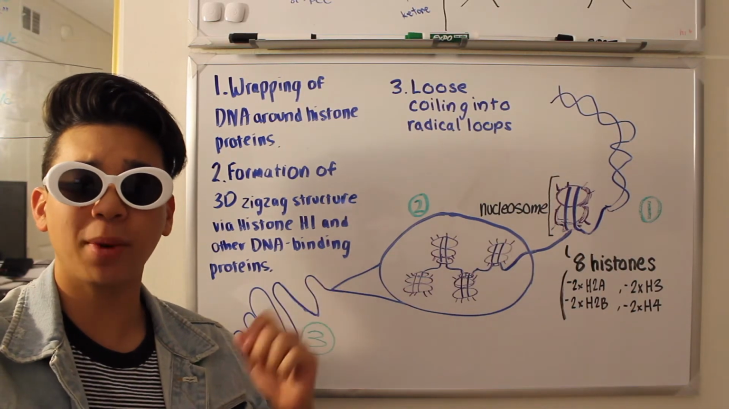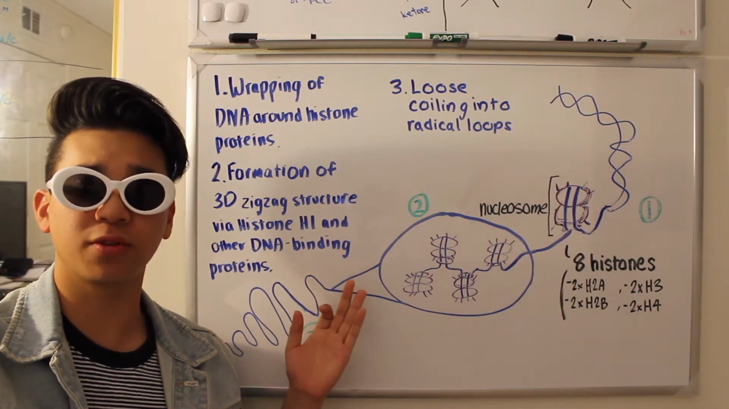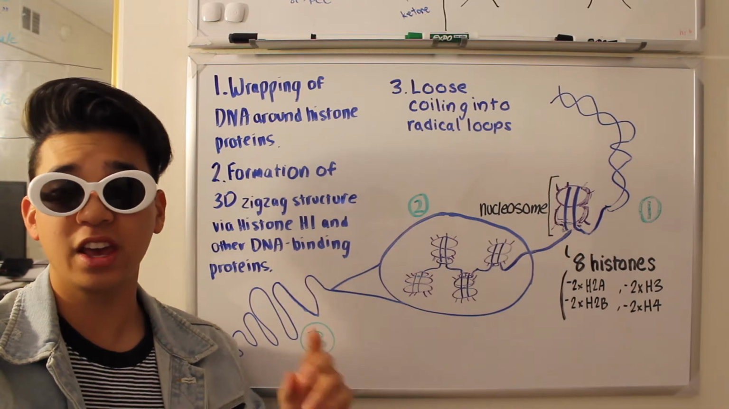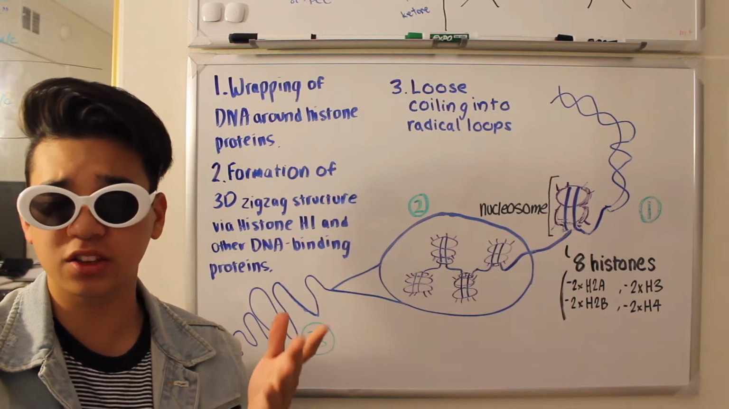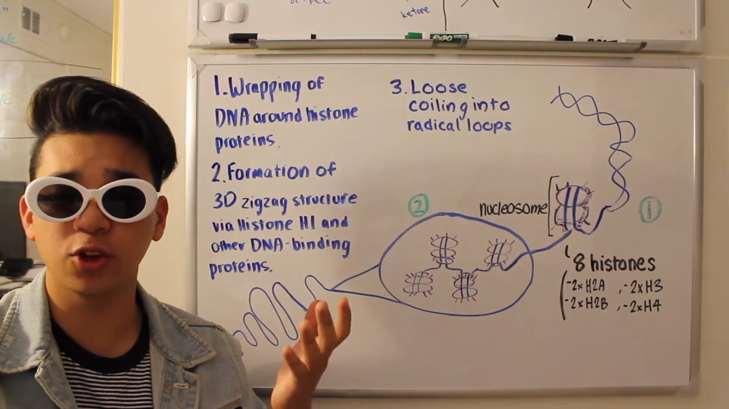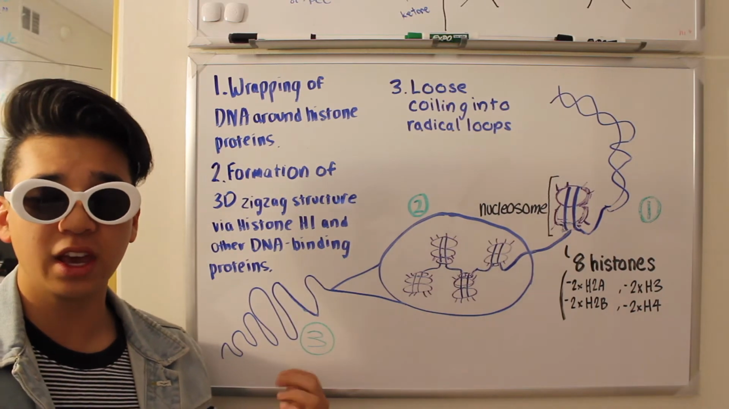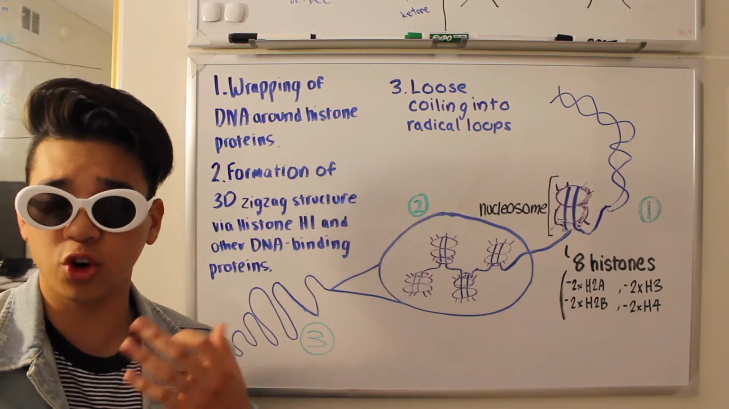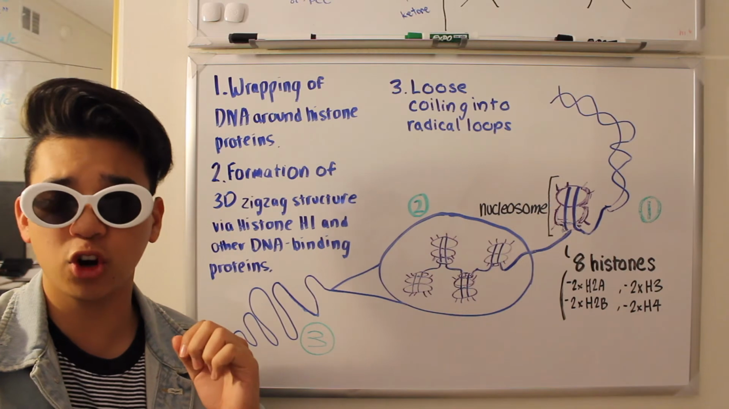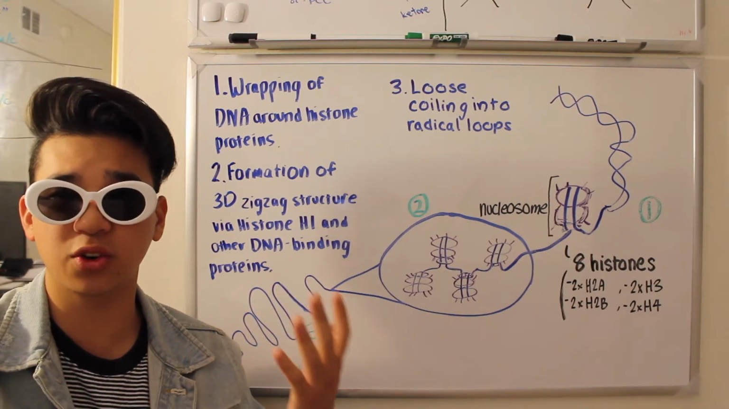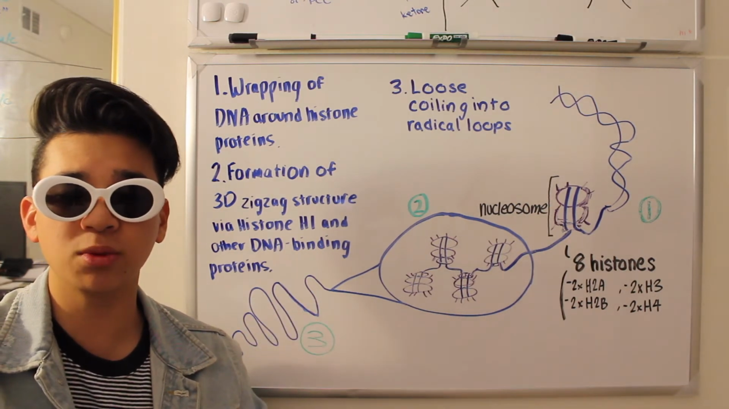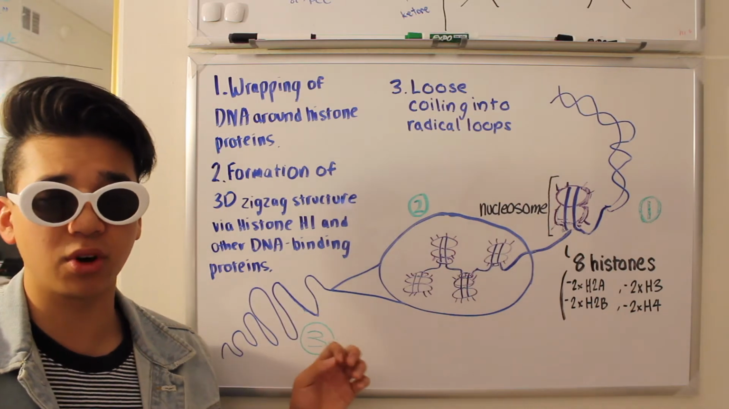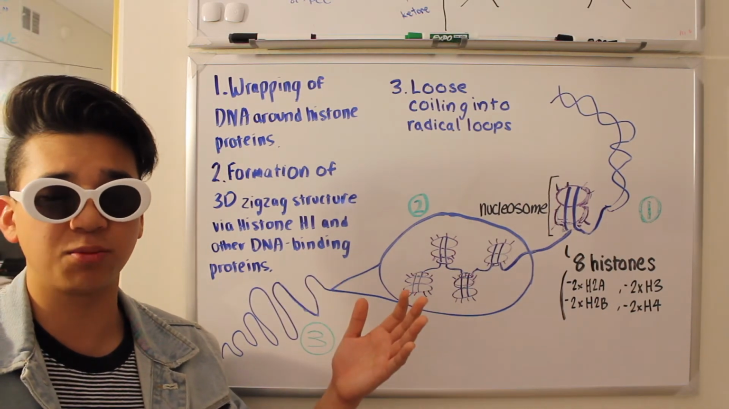Next, the string is compacted by folding into a zigzag structure, further shortening the DNA strand. Histone H1 appears to mediate this coiling process. The fibers then loop back and forth into radial loops. This loosely coiled euchromatin represents the active chromatin containing genes that are being transcribed. The DNA of euchromatin may be accessed by RNA polymerase and other factors that are needed to promote transcription.